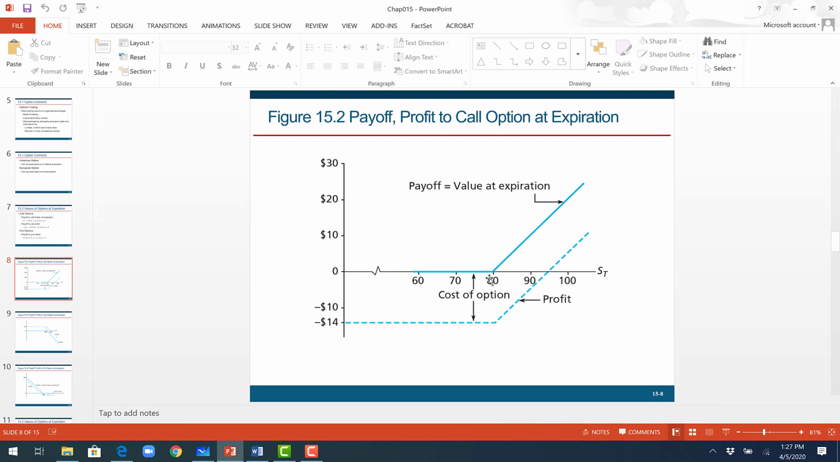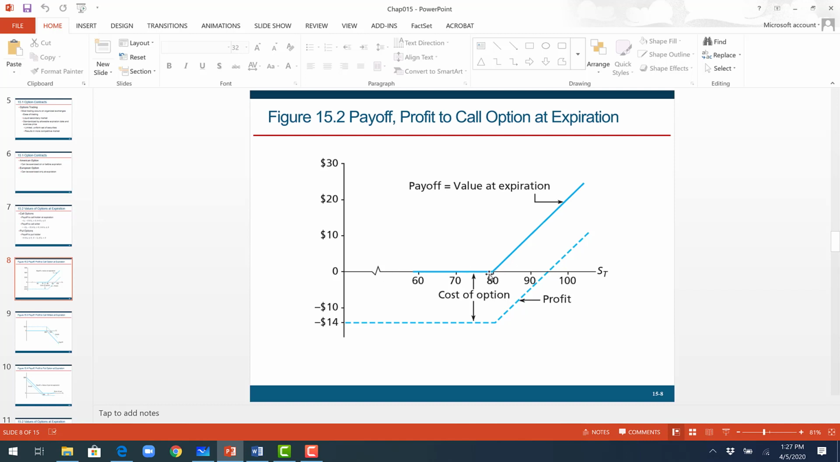So since the exercise price is 80, at any price 80 or lower, right, this option is not going to be exercised by the buyer. Remember, buyer has the right to buy the stock at 80, right? That's the exercise price. So if the price is lower, the buyer would not choose to pay that higher price of 80. The option is not going to be exercised. So at all prices 80 and lower, the payoff would be 0.